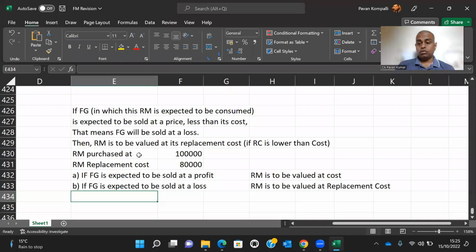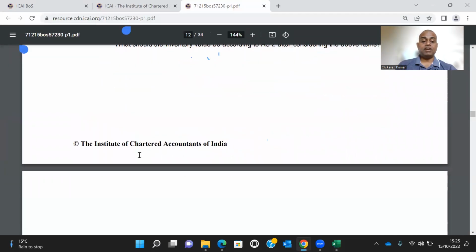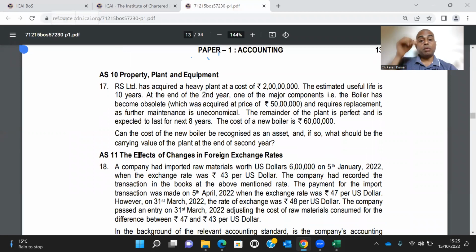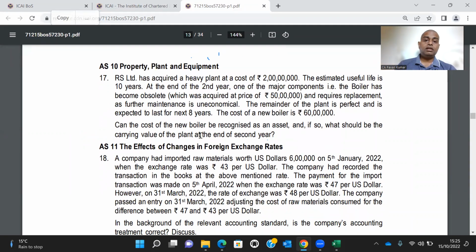Accounting Standard 2 is done. We will see the next one. Property, plant and equipment.